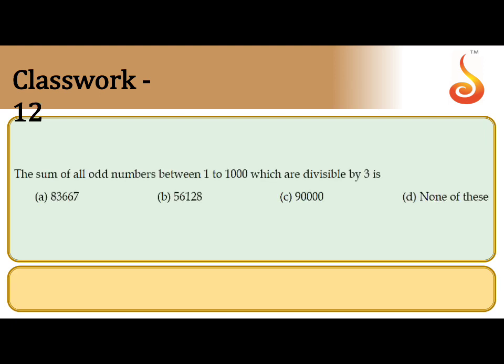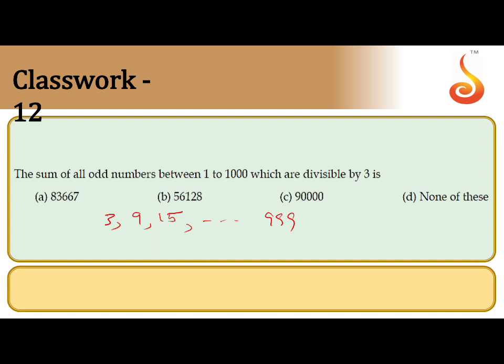Next, sum of odd numbers between 1 and 1000 which are divisible by 3. You have to find the sum of all odd numbers between 1 and 1000 divisible by 3. The odd numbers divisible by 3 means 3. Next you can take 9. 6 is divisible but 6 is not an odd number. Next number, you can take divisible by 3 odd number 15. Like that, the last odd number is 999.